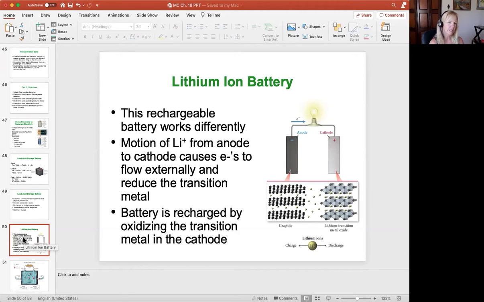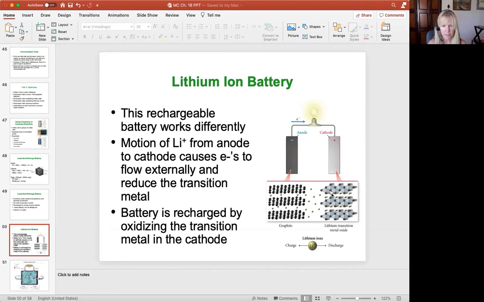So another type of rechargeable battery that we have is a lithium-ion battery. And this works really differently because it's the motion of the lithium ions from the anode to the cathode. So it's the migration of these lithium ions that causes the electrons to flow, so you have an ion migrating, not just an electron. The battery is recharged by oxidizing the transition metal in the cathode. So here you have at the anode graphite with lithium ions embedded in that graphite. And at the cathode, we would have a lithium transition metal oxide, so some kind of lithium complex that has oxide and a transition metal in it. And so the lithium ion is going back and forth between these.